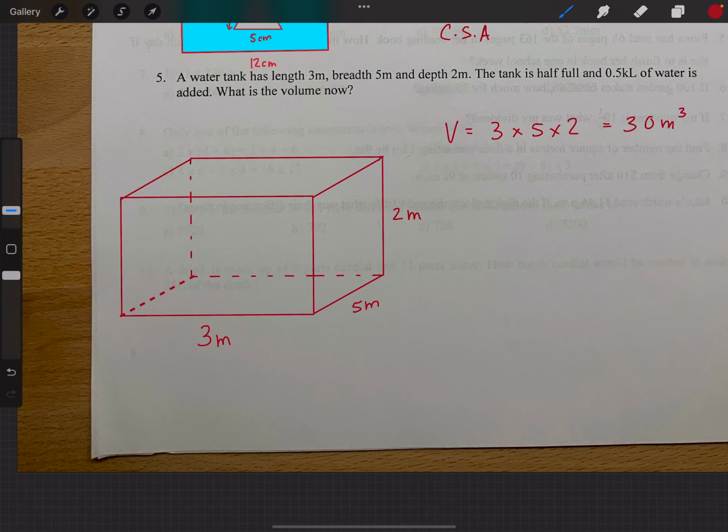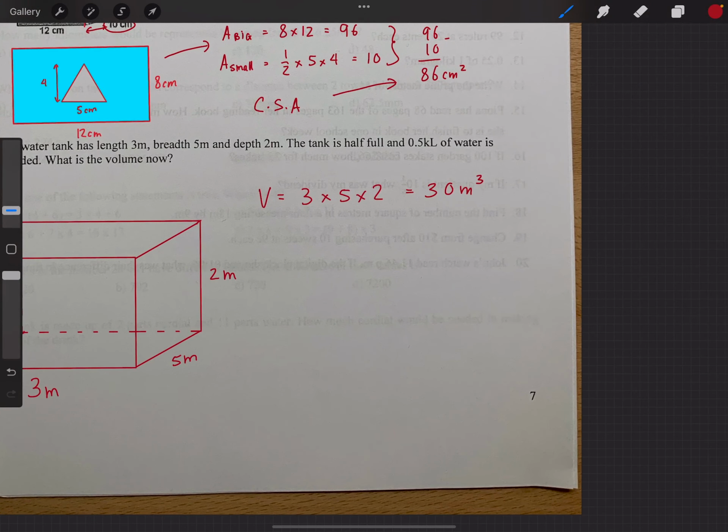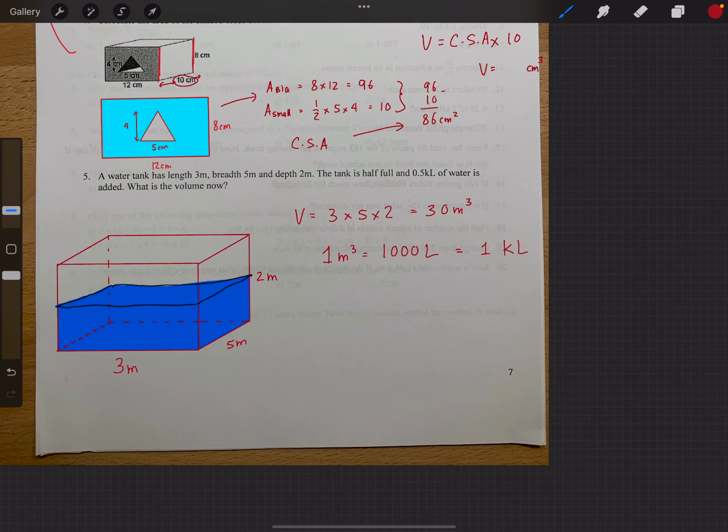Now you need to remember that 1 meter cube is equal to 1,000 liters, or you could say that's 1 kiloliter. And as if by magic, the water has filled halfway, just like what the question is asking. Since we got the volume as 30 meters cube, and 1 meter cube is equal to 1 kiloliter, we can rewrite that as 30 kiloliters.